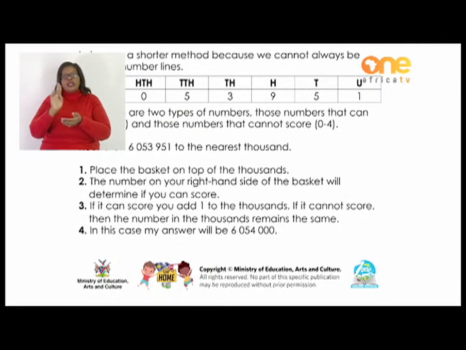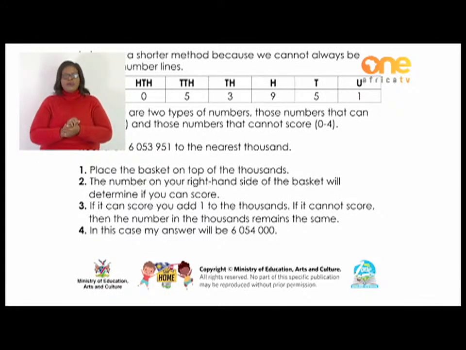Then the notes which are below. First, there are two types of numbers: those numbers that can score, between 5 and 9, and those numbers that cannot score, between 0 and 4. Round off 6,053,951 to the nearest 1,000. I will repeat that again. Round off 6,053,951 to the nearest 1,000.